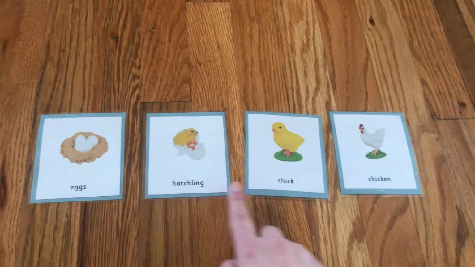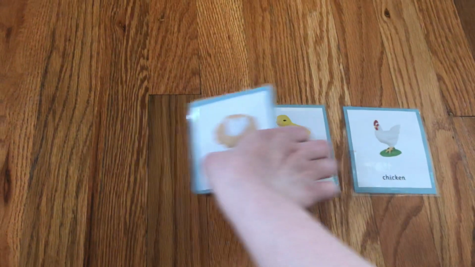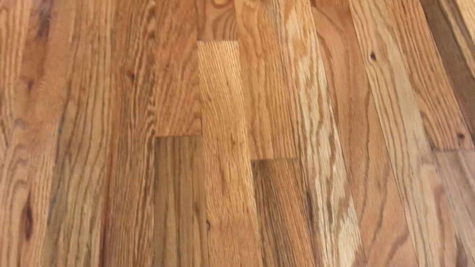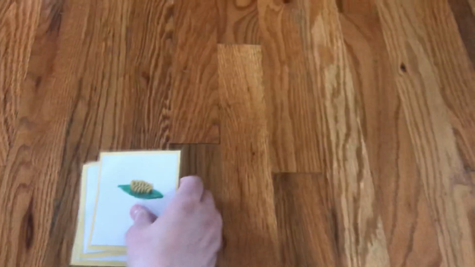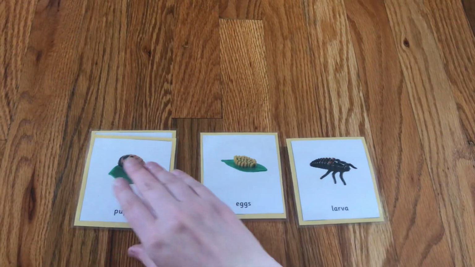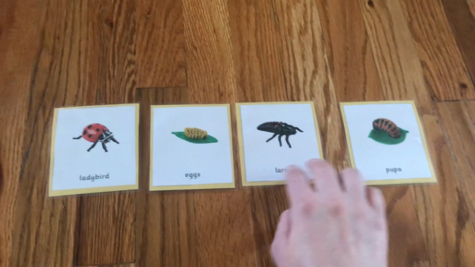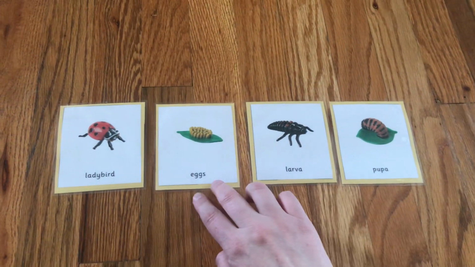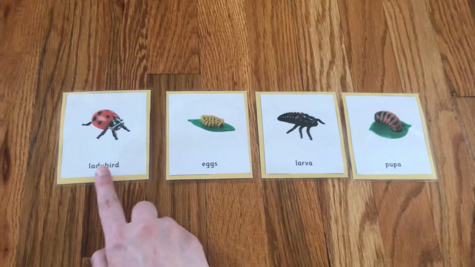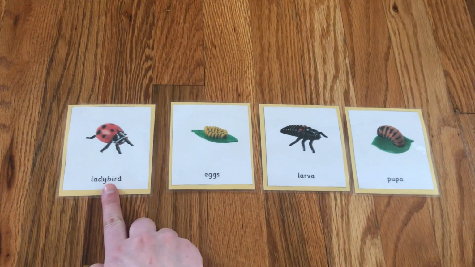And we know that this one goes together because the cards are blue. So we're going to get the next one out. Let's see. This one, it's a yellow card. This is a life cycle of a ladybird or ladybug. Some people call it a ladybird. So, would this one come first in the life cycle?